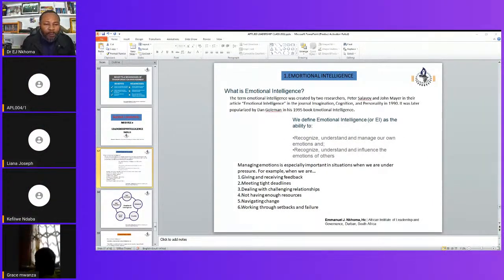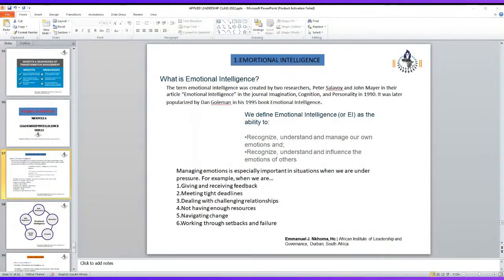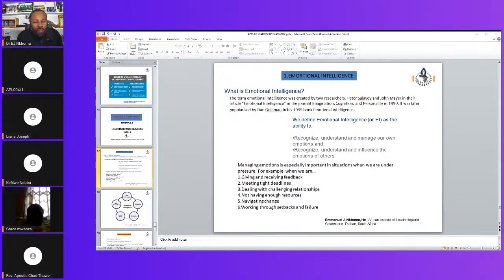Let's look at the other aspect that you will have as a challenge. The other challenge we look at is the aspect of meeting tight deadlines. When you are about to meet the deadlines, when you are giving a report and you have to meet the deadlines, we also know that emotions will always rise.